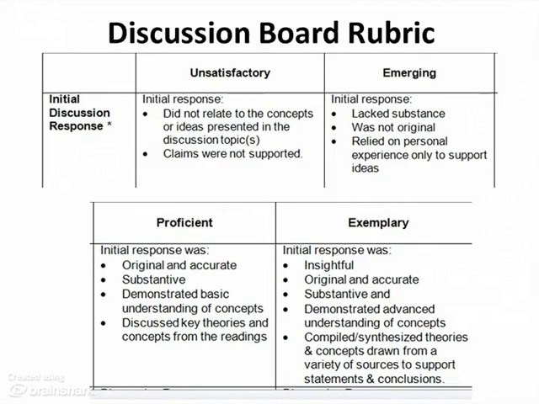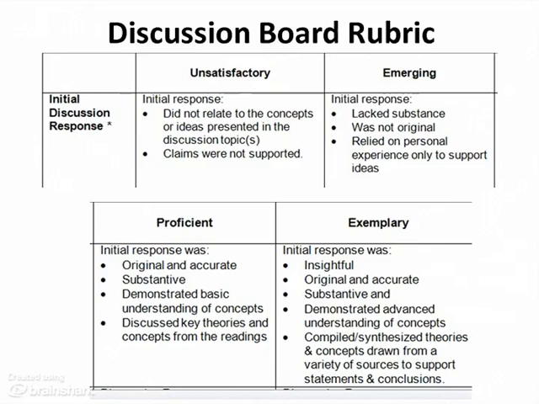This is a picture of the discussion board rubric. You will notice that 4 categories are located here. It is unsatisfactory, emerging, proficient, and exemplary. If your post is considered unsatisfactory, it means that you made a post, it just was not on topic. If you made a very small post and it lacked substance, it will be classified as emerging. The next 2 categories are proficient and exemplary.